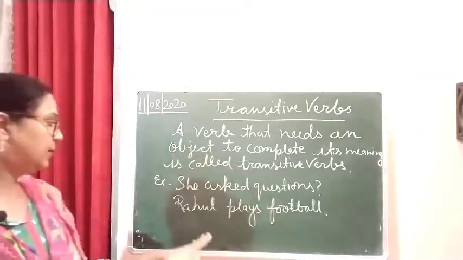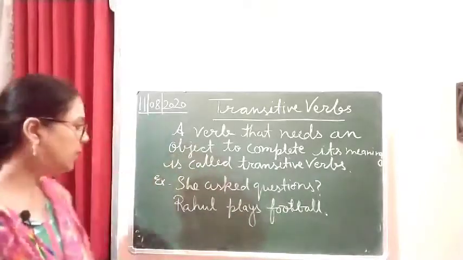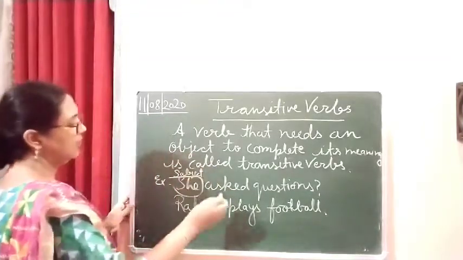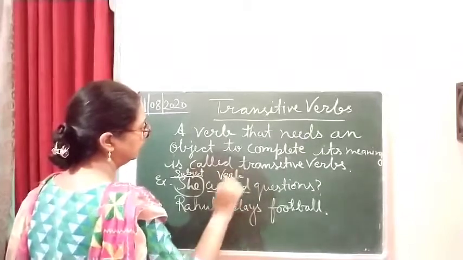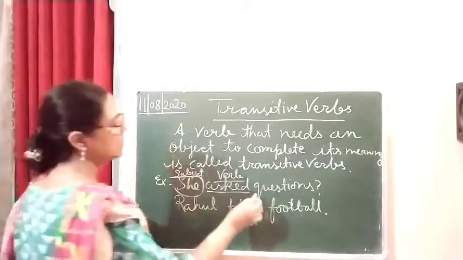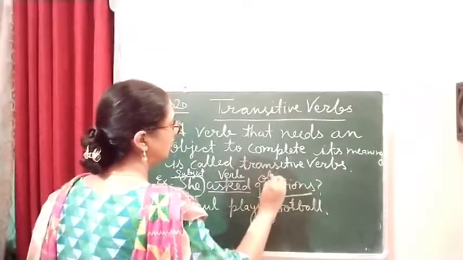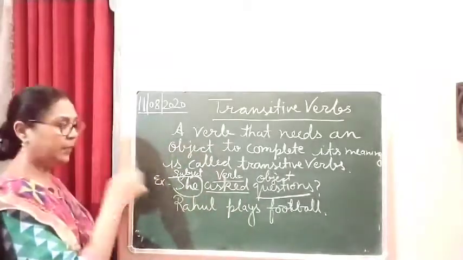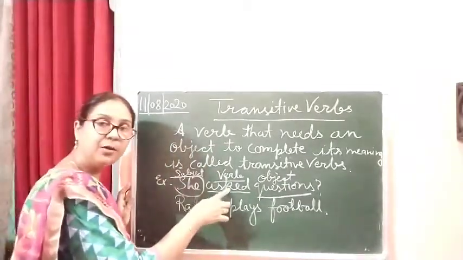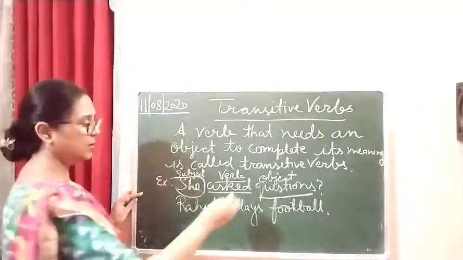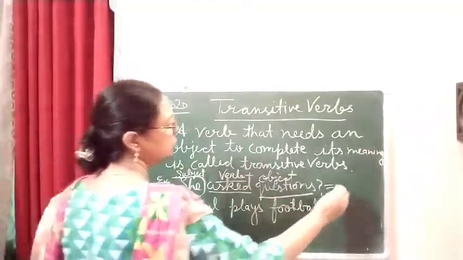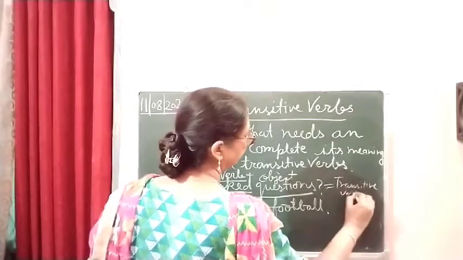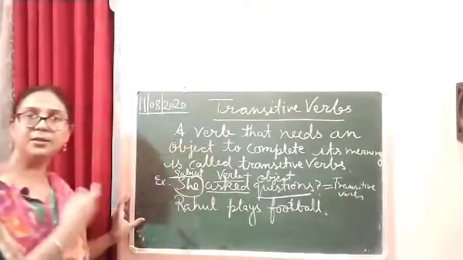For example, I have given, she asked question. Now here you can see, she is the subject. Asked is a verb. And what did she ask? She asked question. So this is the object. So here you can see in the first example, the subject needs a verb and the verb needs an object, equal to transitive.